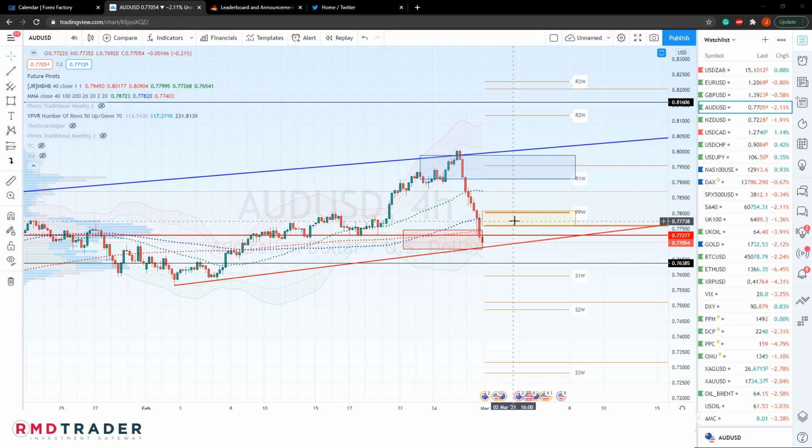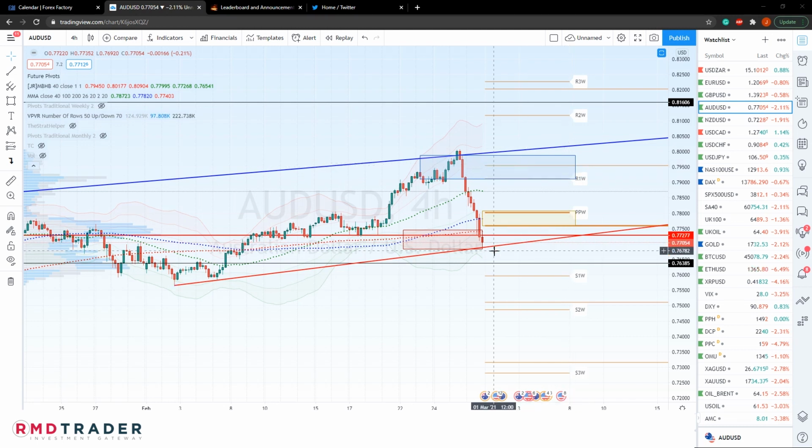That would be in the range of 0.775 to 0.780. Of course, should price manage to break out from that level or from that range, we can expect bullish continuation to target the area between our weekly R1 at 0.791 to about, let's say, 0.795, which is the monthly S1.